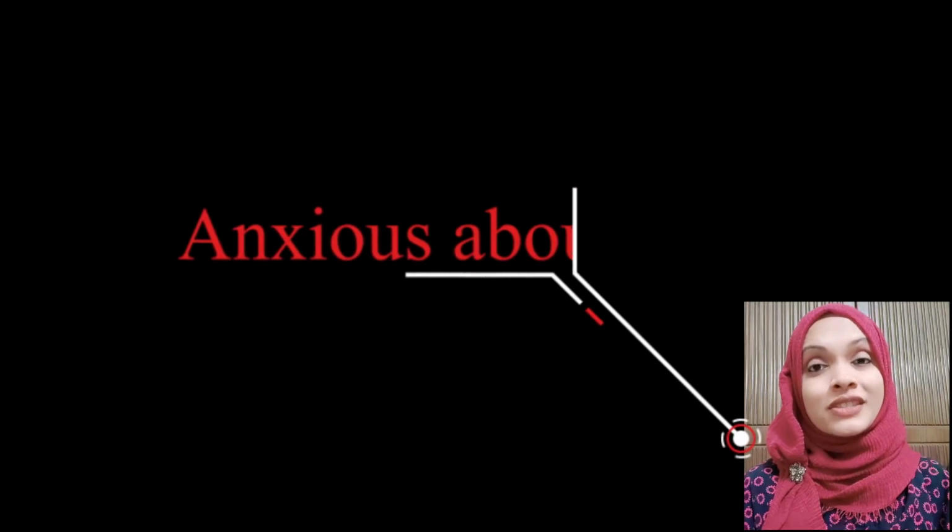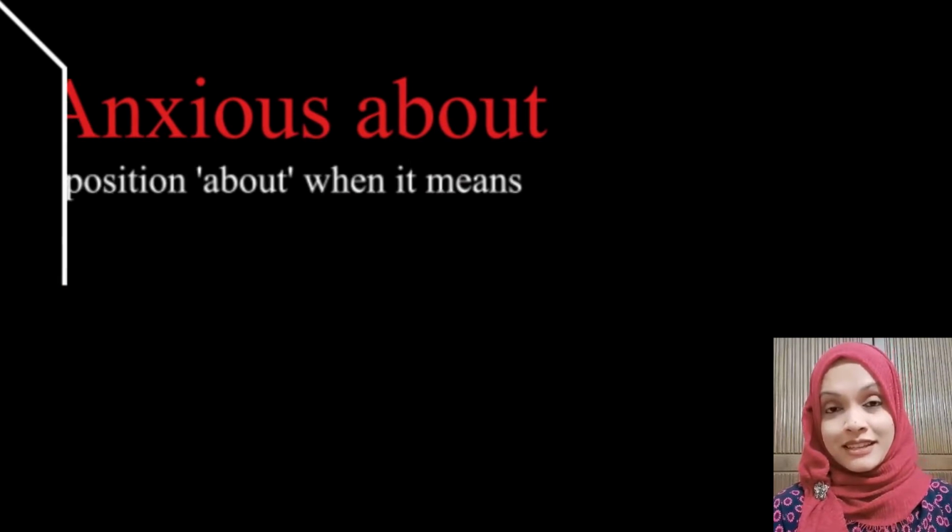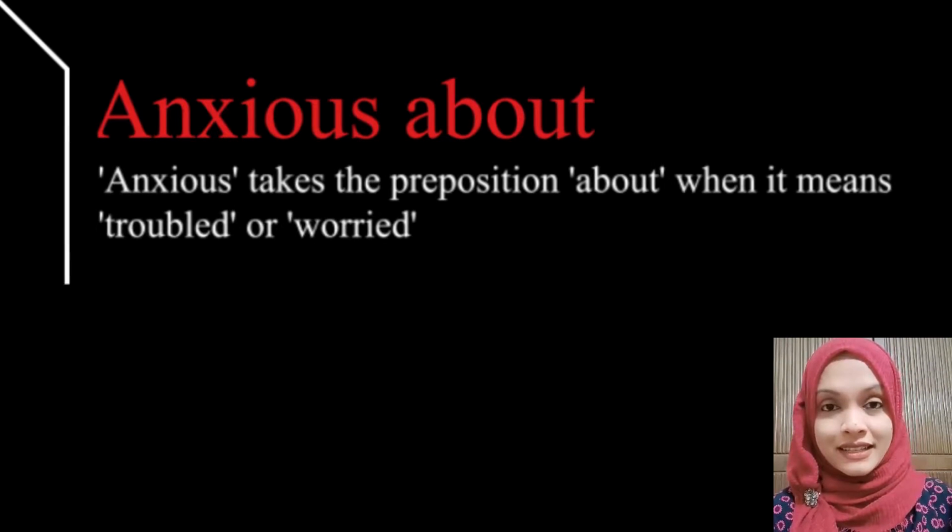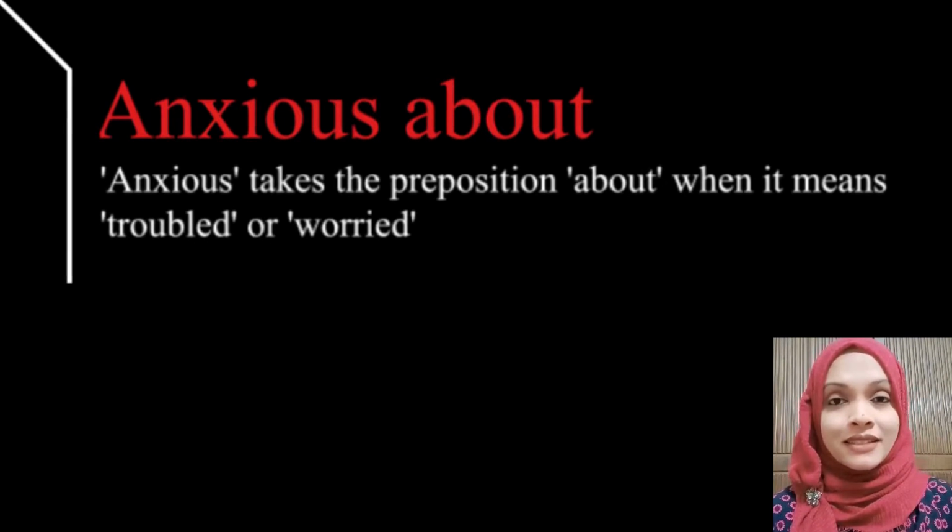Let's go for the first one. Anxious about. So when the word anxious means troubled or worried, it will be placed in a sentence like, I'm anxious about my future. My parents are anxious about my future. That means I'm worried about my future. My parents are worried about my future. Anxious about, worried about.